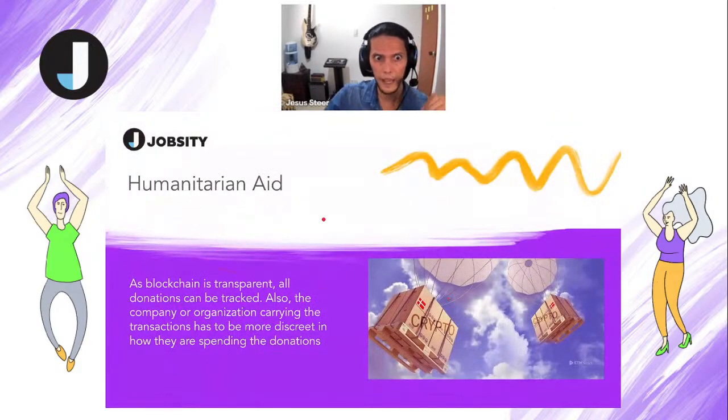Also in humanitarian aid, it is interesting what is happening right now with the COVID-19 crisis. There are a lot of people creating programs to get some funds and send them to different places. But the interesting thing here is not just the possibility to get funds, but also that organizations carrying out these transactions have to be more discreet in how they are spending the donation. This is really important because everything they do with this money will be recorded on the blockchain. So there is some way to make better use of this money.